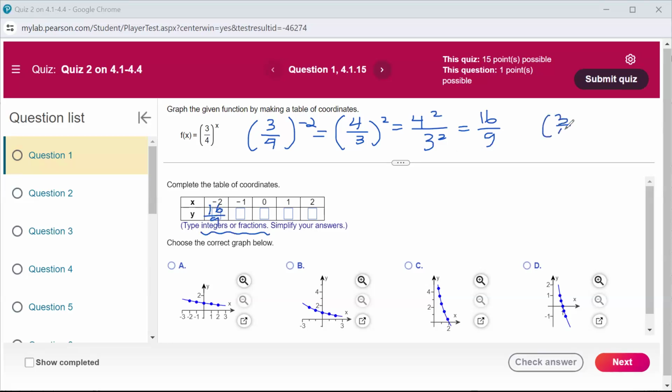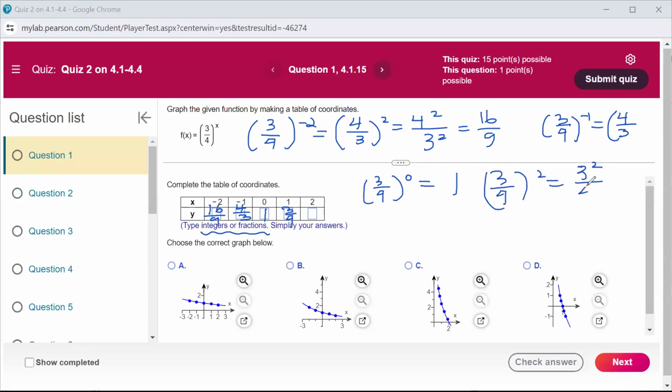And then 3 fourths to the -1 gives you 4 over 3. And then 3 fourths to the 0 power gives you 1. 3 fourths to the 1st power is just 3 fourths. And 3 fourths squared is 3 squared over 4 squared, which is 9 over 16. So you have this table of values: -2, 16 ninths; -1, 4/3; 0, 1; 1, 3/4; and 2, 9/16.